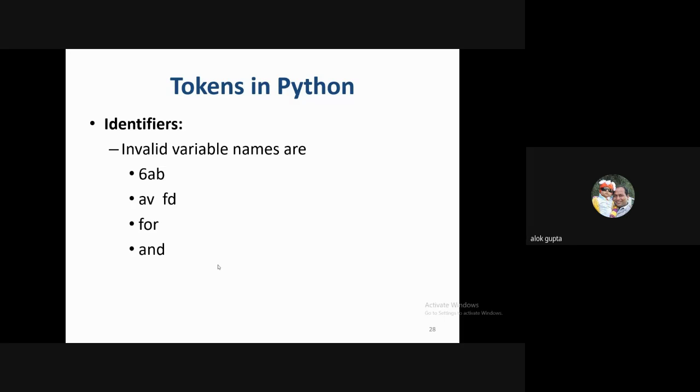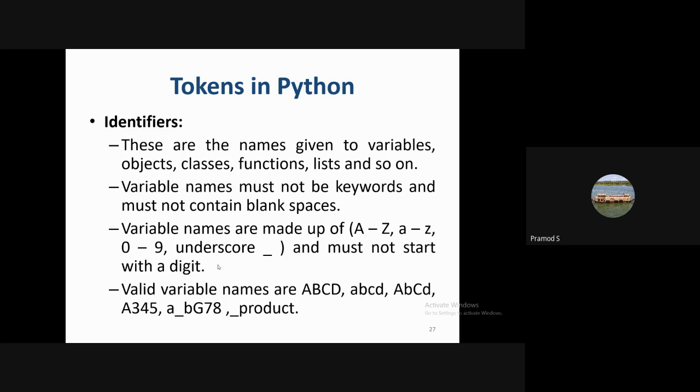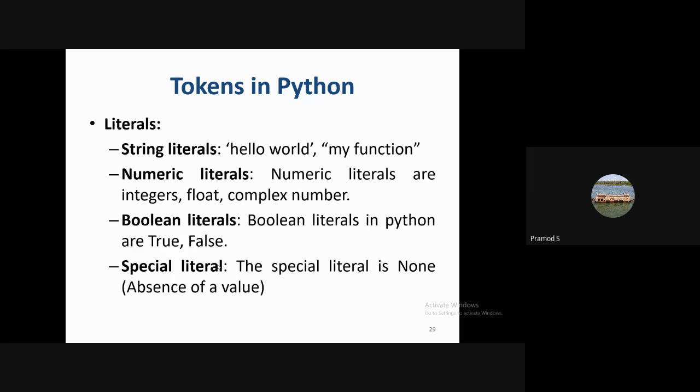But a name can start with an underscore. Yes, they can start with an underscore. So this is how we will be using these things. So invalid and valid tokens is what we know.